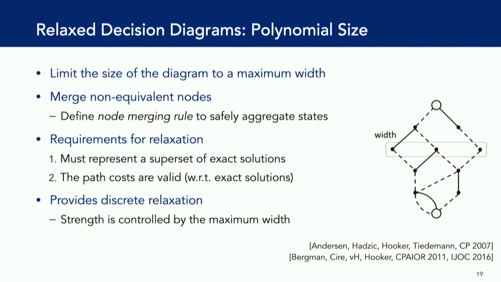But the problem is, as I already alluded to, that building these diagrams is exponentially large in the worst case. So how do we handle this? The way to handle this is to forcefully merge nodes that are not equivalent.